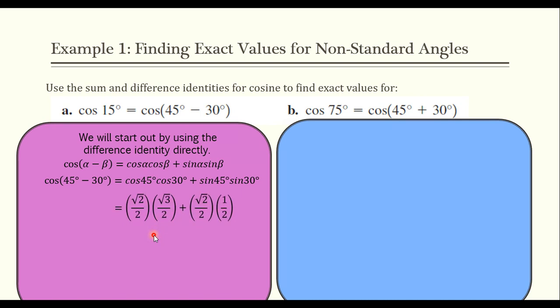Cosine of 45 is rad 2 over 2. Cosine of 30 is rad 3 over 2. Sine of 45 is rad 2 over 2. And sine of 30 is 1/2. So I literally just plugged in cosine 45, here's the value. Cosine 30, here's the value. Sine 45, rad 2 over 2. Sine 30, 1/2. Those come directly from the unit circle.